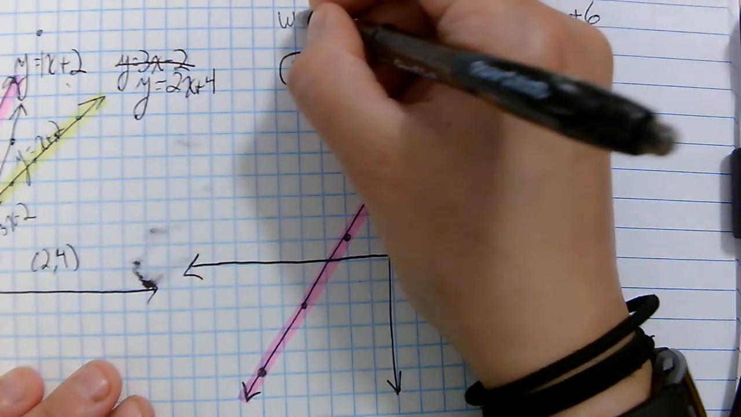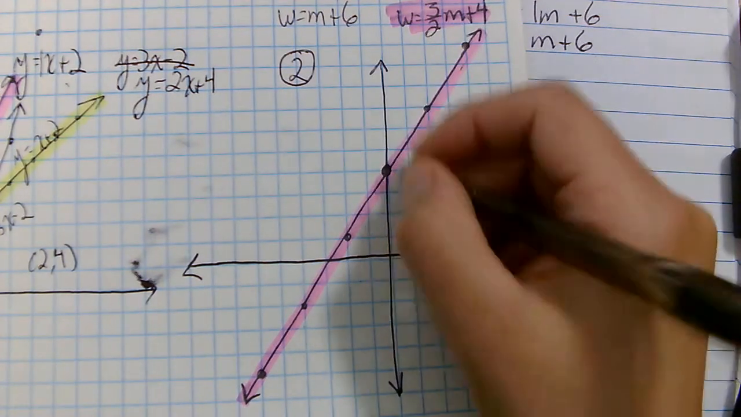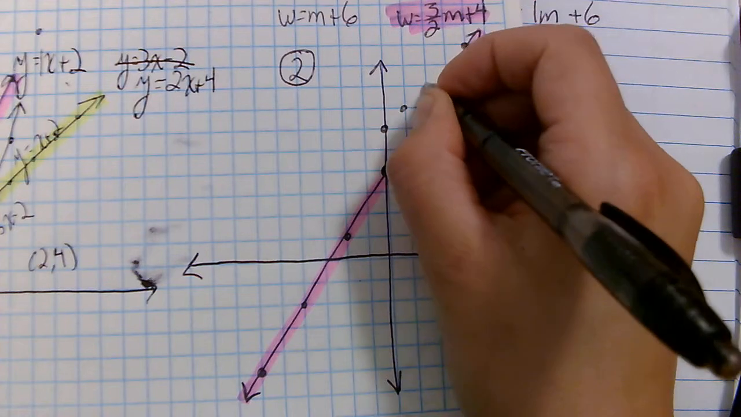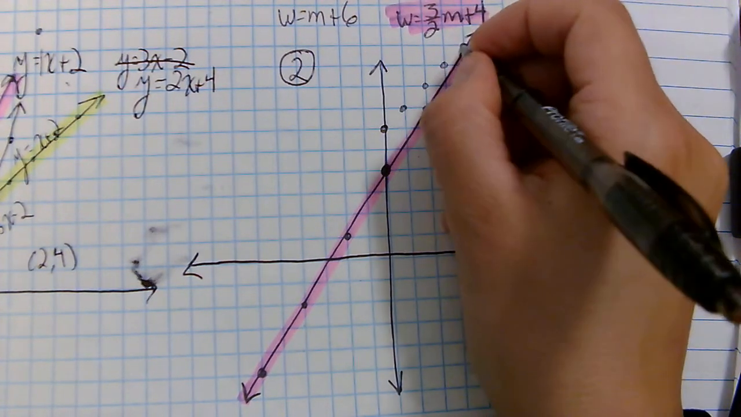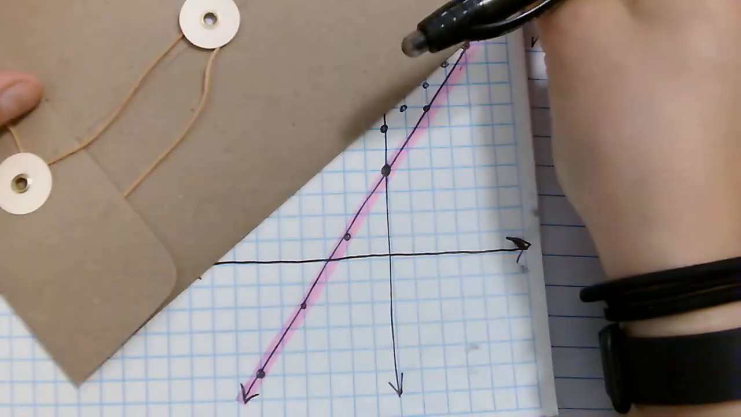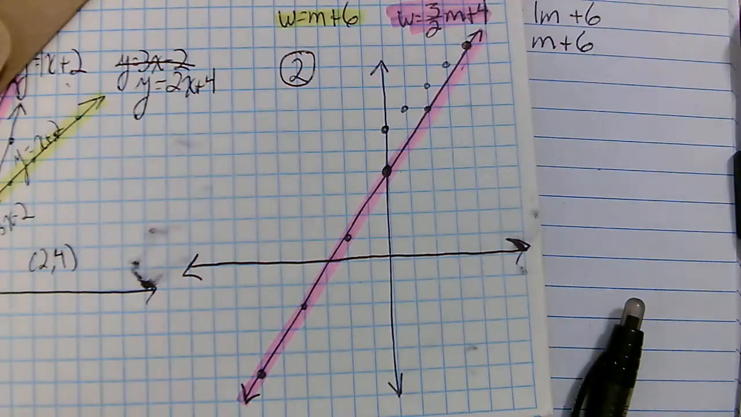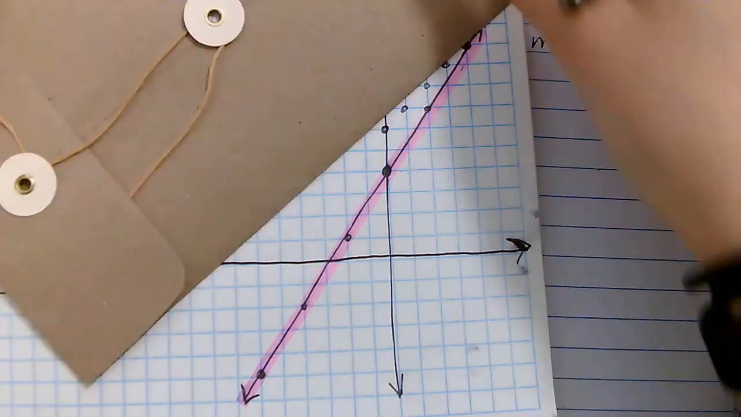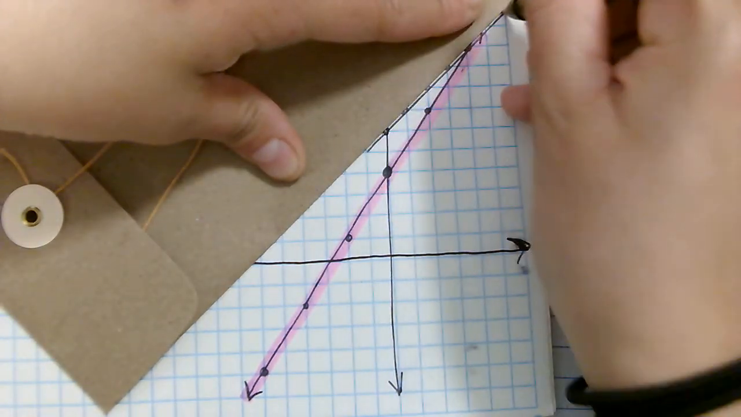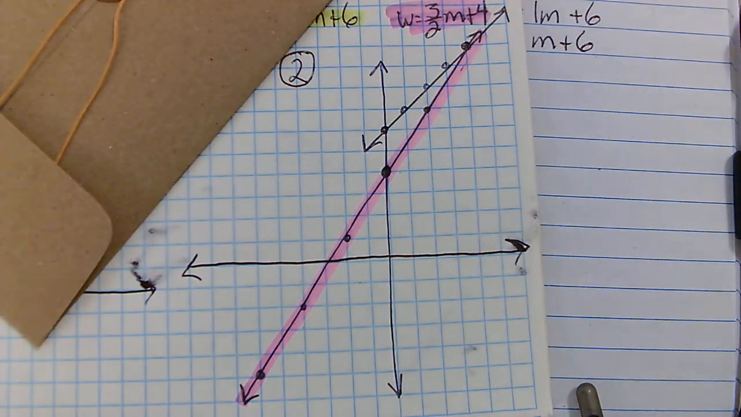Alright, now let's go ahead and do my other guy. The other one was W equals M plus 6. So we're going to start at 6. Up 1 over 1, up 1 over 1, up 1 over 1, up 1 over 1. Found it! Let's go ahead and connect those. Oh, I forgot. Let's highlight him in yellow. There we go. Connect my dots. There we go. Alrighty.